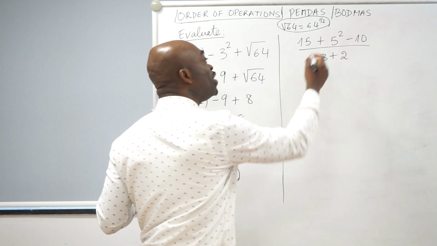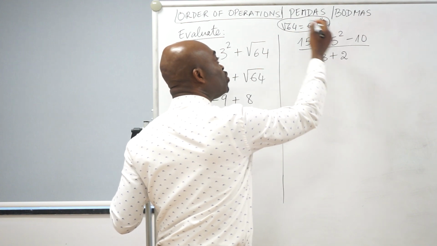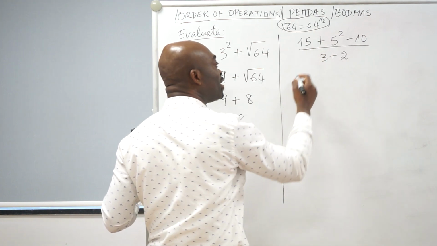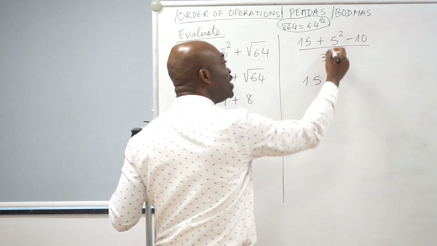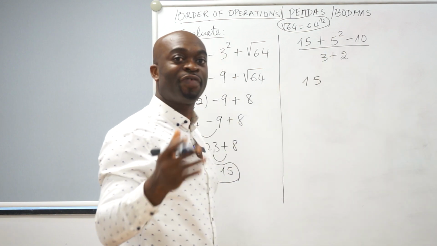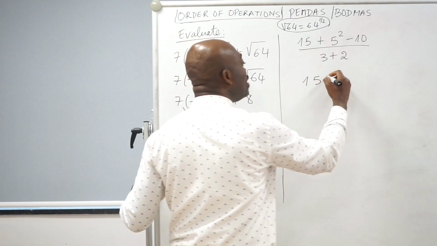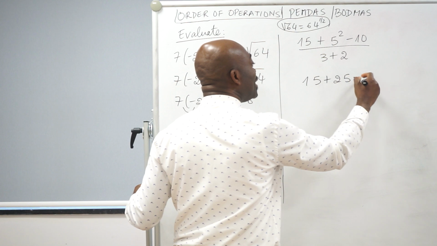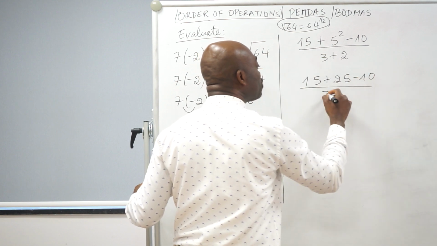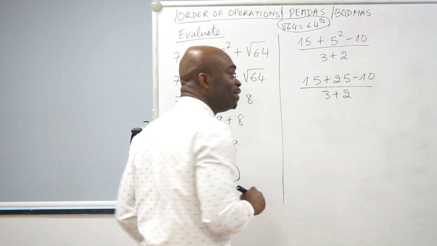All right, so we have power here. So that means we got to go with the power. There's no parentheses, correct? So that is 15. We bring down the 15. 5 squared is what? It's 5 times 5. 5 times 5 is what? 25. And then minus 10. We bring down the 3 plus 2 as if nothing happened.